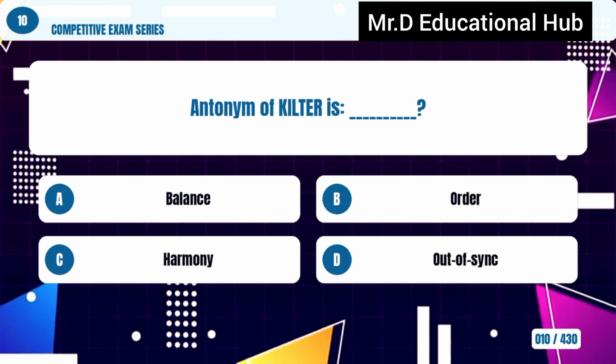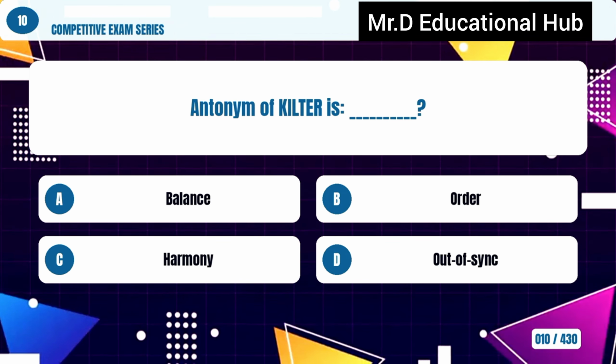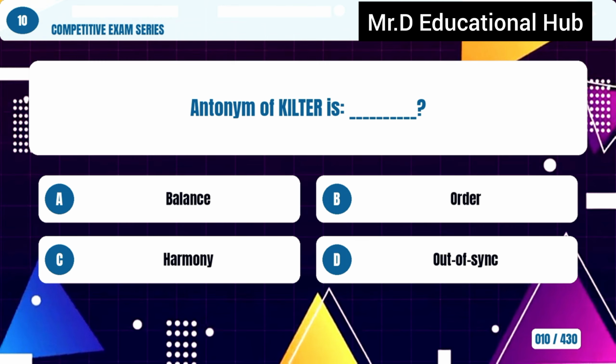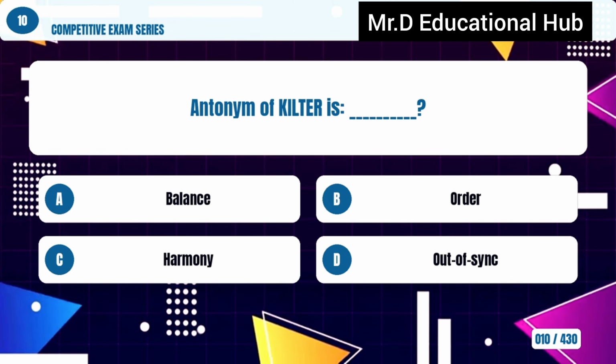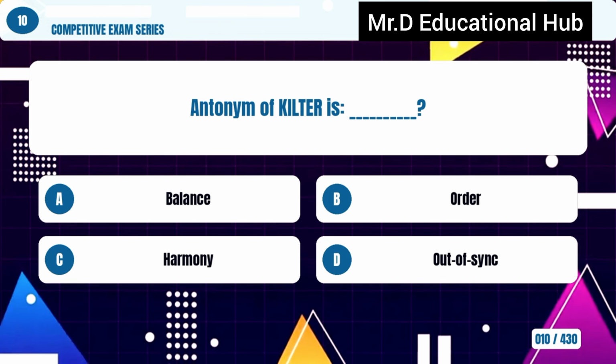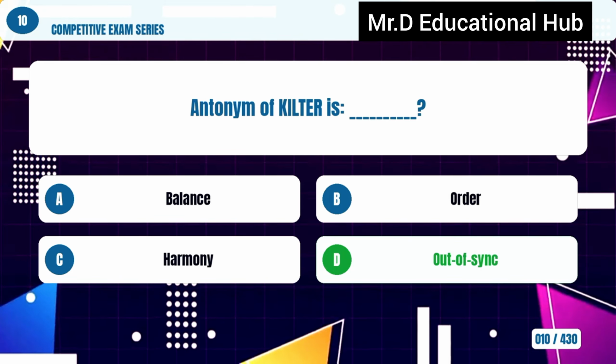Question: antonym of kilter is blank. Option A, balance. Option B, order. Option C, harmony. Option D, out of sync. Correct answer is option D.